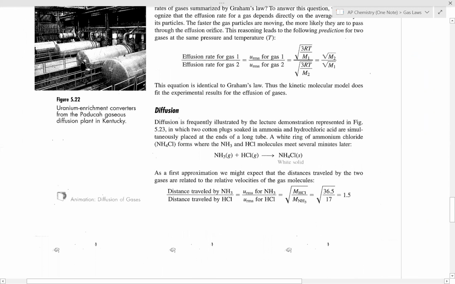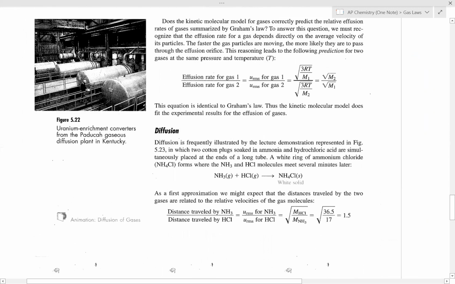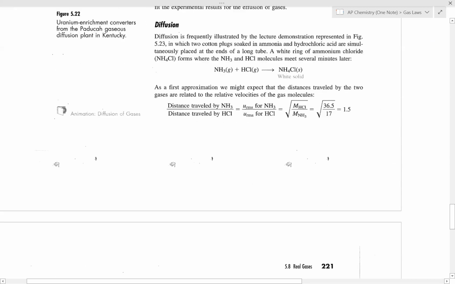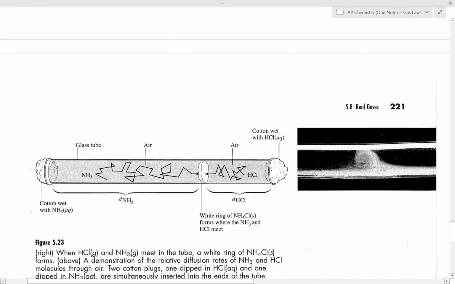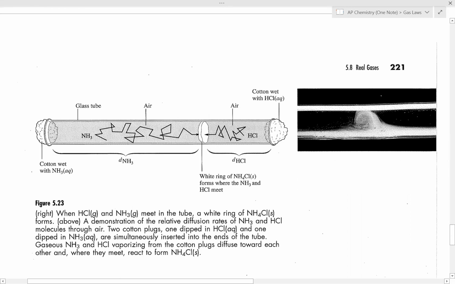219. Now, they talk about this ammonia and hydrochloric acid, and you'll see this little diagram on page 221. What I will do is I'll put a link to a video that actually shows this particular experiment, just to prove that different size molecules have different speeds. Okay.